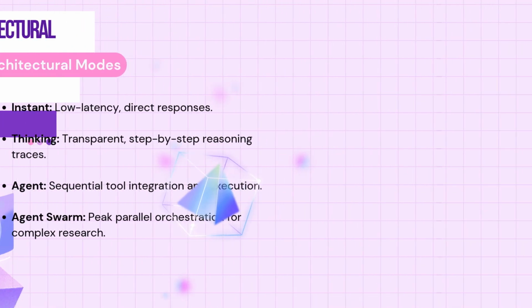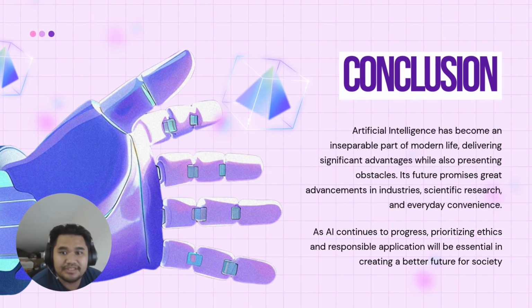Thank you. In conclusion, artificial intelligence has become an inseparable part of modern life, delivering significant advantages while also presenting obstacles. Its future promises great advancement in industries, scientific research, and everyday convenience. As AI continues to progress, prioritizing ethics and responsible application will be essential in creating a better future for society.